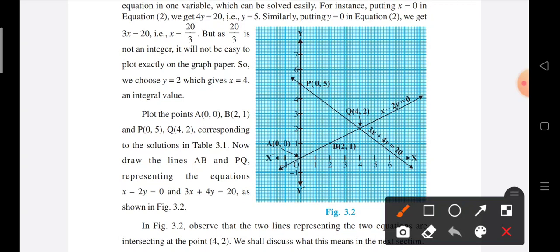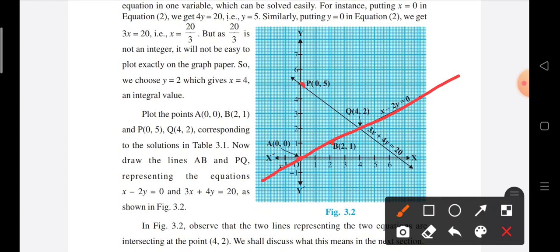When we represent these lines, we place the points. The points are 0 comma 0, that is the first point, a point has been shown over here. Second, 2 comma 1, so 2 comma 1 has been marked over here. Now we draw a straight line for this. This is our first equation, that is x minus 2y is equal to 0. Now for the second equation, the solutions are 0 comma 5, 20 by 3 comma 0.